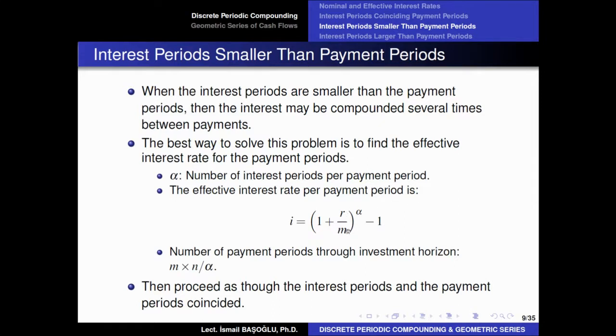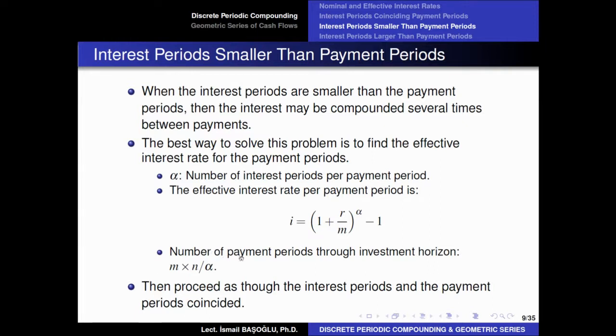So you see, R over M, the nominal interest rate divided by the number of interest periods per year, will give you the effective interest rate for each compounding period. However, because the payment periods are longer than the interest periods, we need to calculate the compound amount factor that corresponds to each payment period. This effective interest rate, R over M, will be compounded alpha times between each payment period. Therefore, the compound amount factor for a payment period will be 1 plus R over M to the power alpha. And since this is the compound amount factor, if we subtract 1 from that, you are going to get the effective interest rate in each payment period.